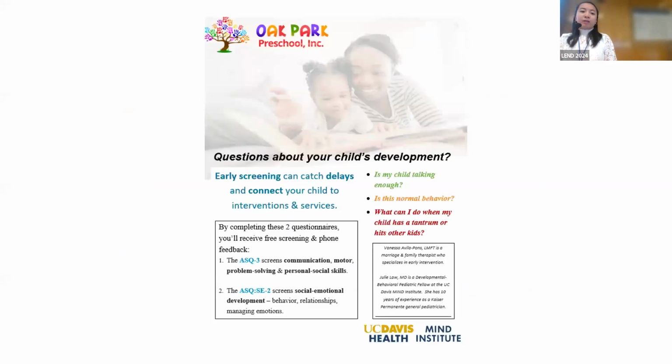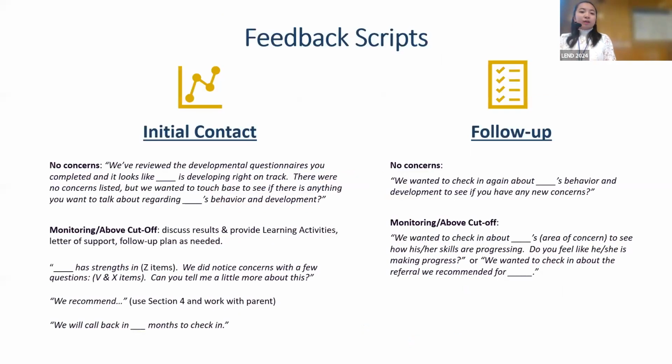And this is an example of a flyer that we had for the open house. And then here are just a few examples of the feedback scripts that we had when contacting the parents. So on the left side is our initial contact in November to December, and then on the right is our follow-up for a few months down the line.